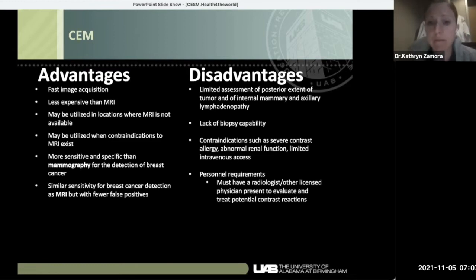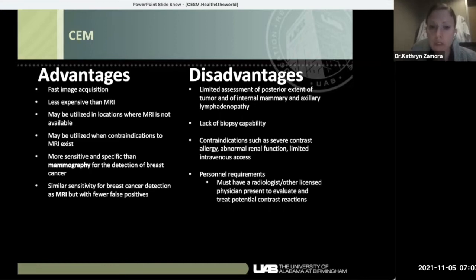It does have limited assessment of the posterior tissues when compared to breast MRI examination. It's difficult to evaluate if there's tumor involvement of the chest wall. We don't really view the internal mammary chain lymph nodes or the upper axillary level 2 and level 3 nodes very well. So that is a limiting factor.